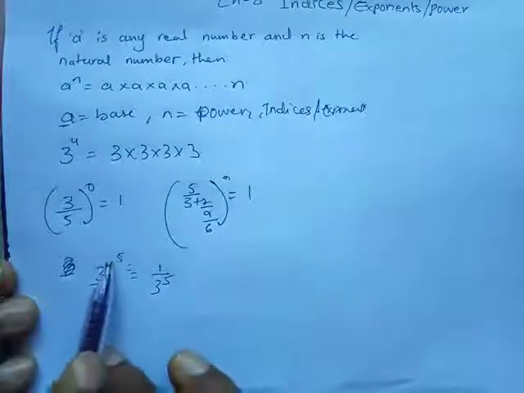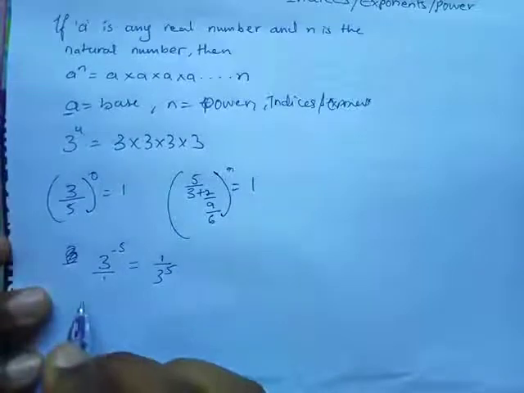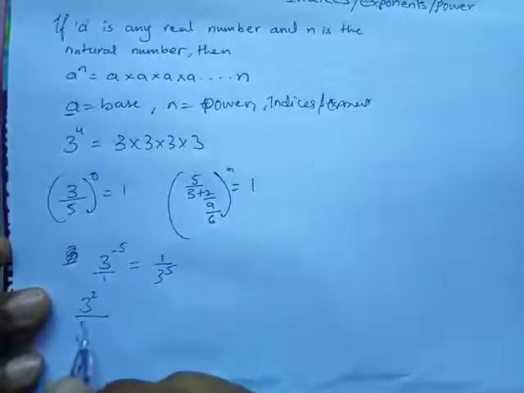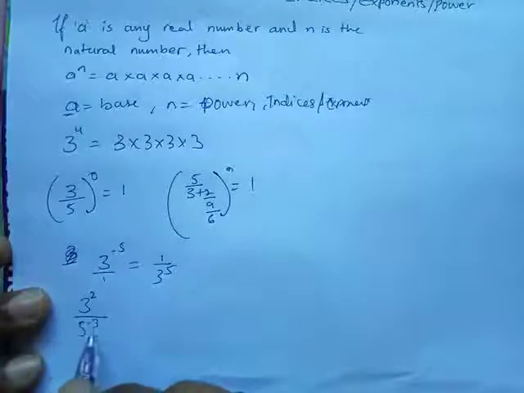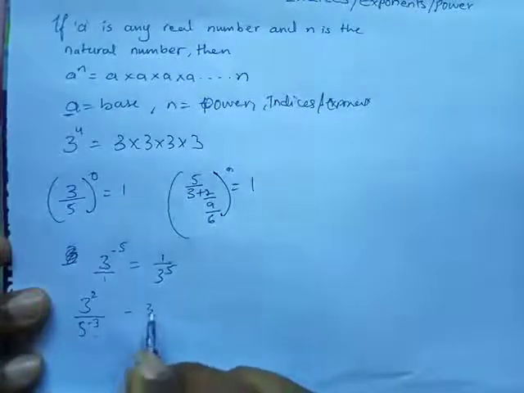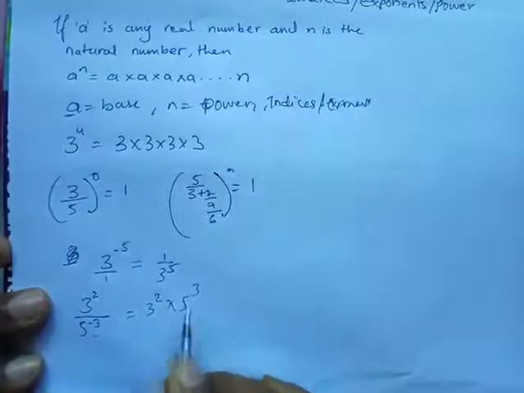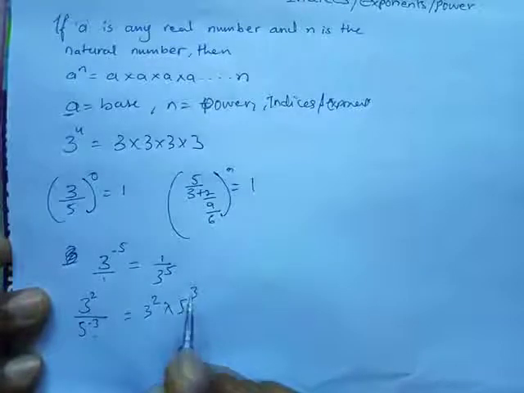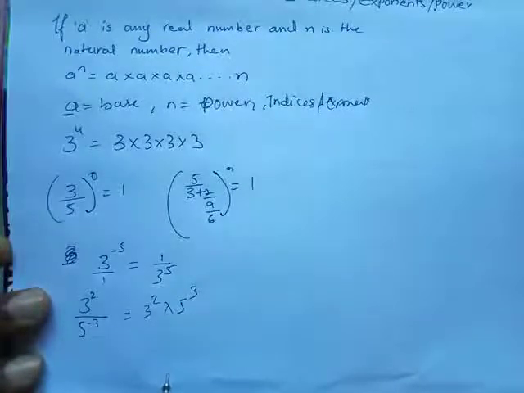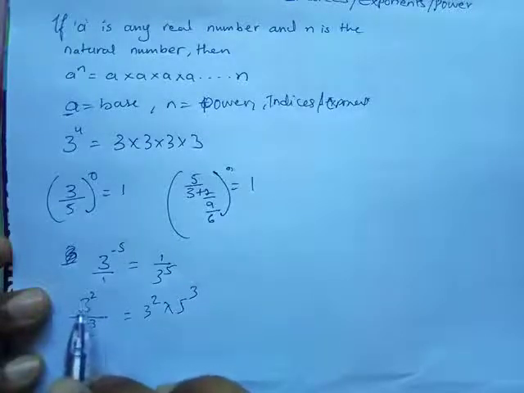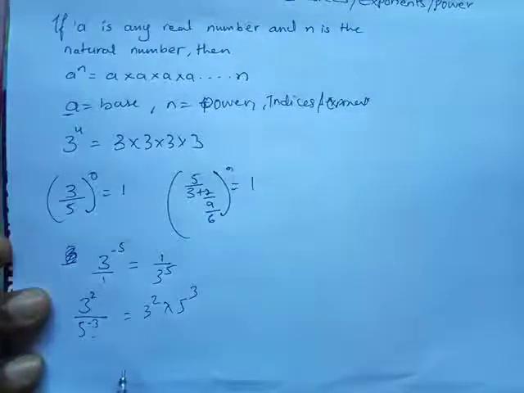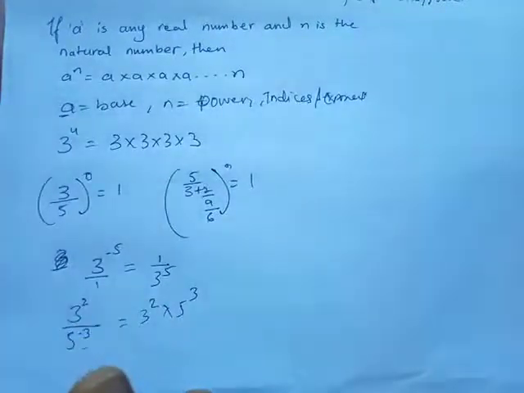So whenever the power is negative, let's say 3 to the power 2 and 5 to the power minus 3. Now this is minus. So in order to make it positive, what will I do? 3 to the power 2 into 5 to the power 3. So I took this up and made it positive. Whenever the power is negative, if it's in the denominator, it's going to go in the numerator, and if it's in the numerator, it's going to go down as a denominator. So that's how this works, indices.